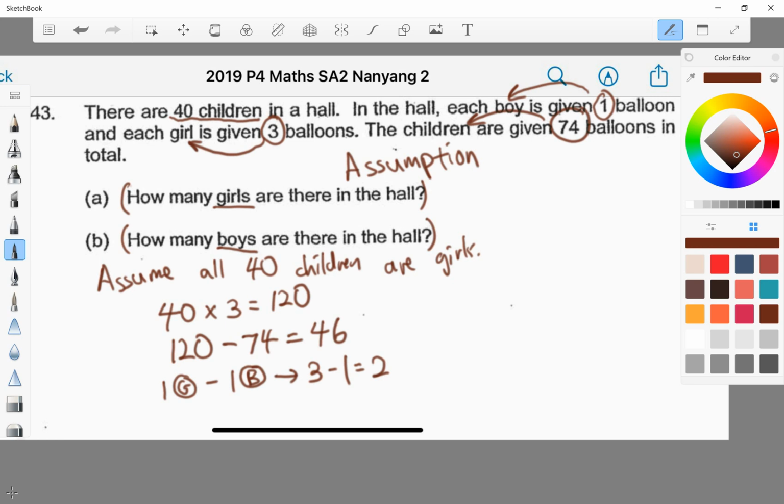At this juncture, when I'm teaching this in class, I will get the children to pretend. What do I mean? I will ask them to pretend that the chairs in the classroom are boys, and I'll ask them to pretend to be the person distributing the balloons.